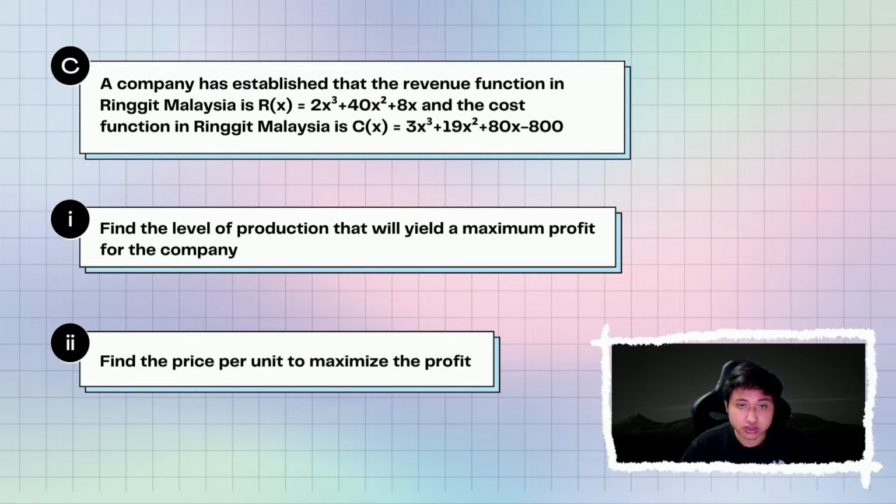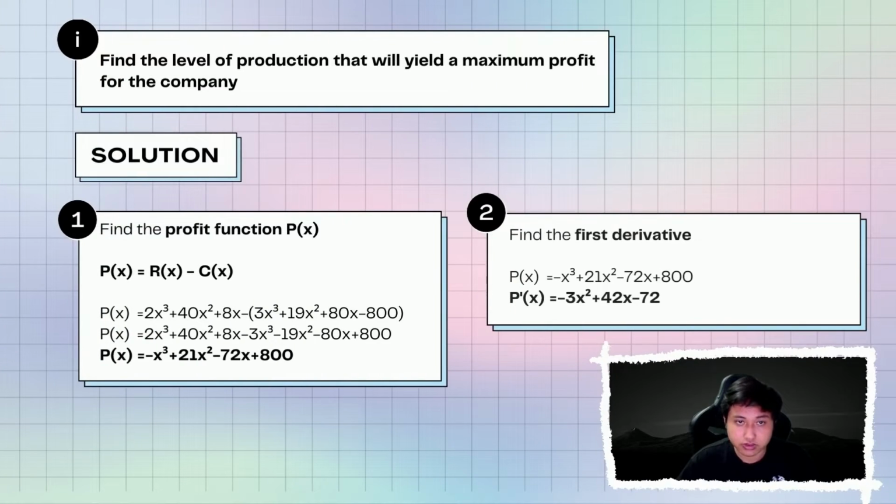The last question is, a company has established that the revenue function in ringgit is R(x) and the cost function in ringgit is C(x). So we need to find the level of production that will yield a maximum profit for the company and find the price per unit to maximize the profit.